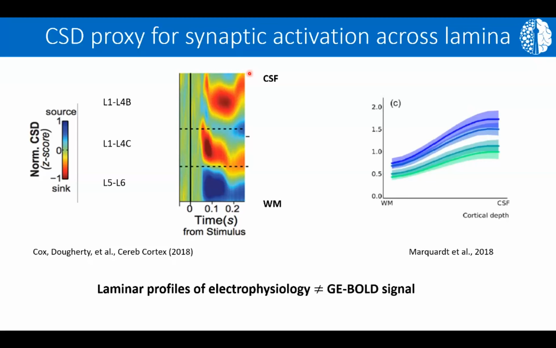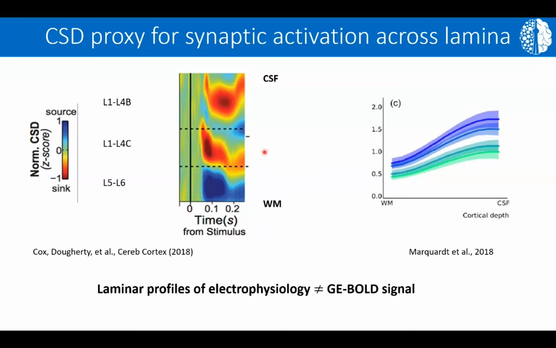In electrophysiology, CSF is always on top because they stick the electrode in from the top and then go through the tissue, which means their spatial dimension is top to bottom. CSF is top, bottom is white matter, and the x-axis in electrophysiology is usually time. So just remember that this is the case.